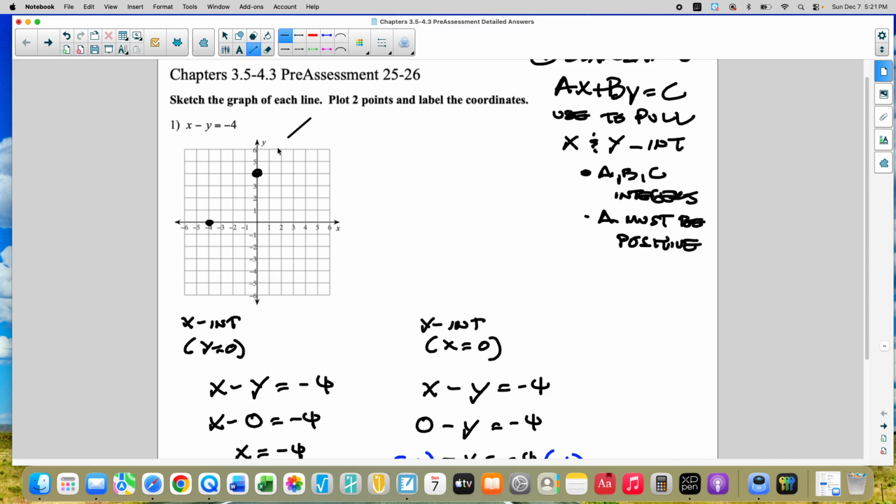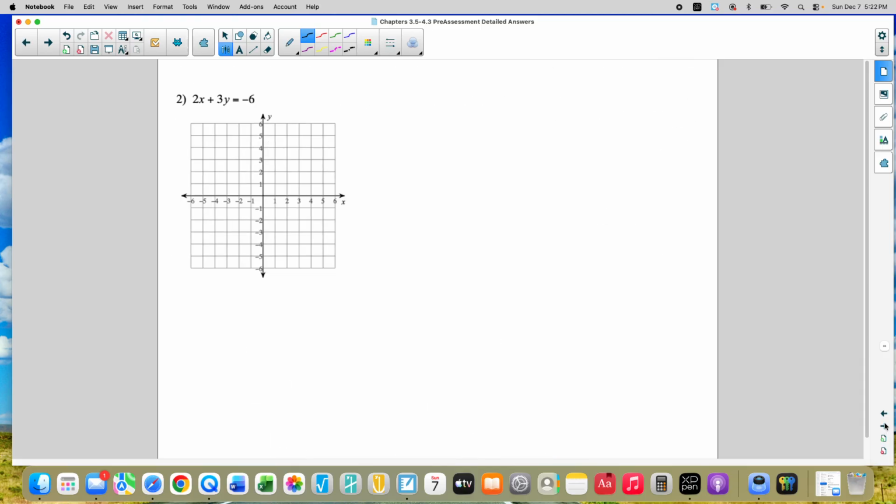We're going to connect those 2 dots. We're going to put arrows on them. And then we're going to label our points. That's -4, 0. And this is 0, 4. I got 2 points. I've got 2 coordinates. I have my line with an arrow. That's how we find the 2 points when it's in standard form. That's the easiest way.